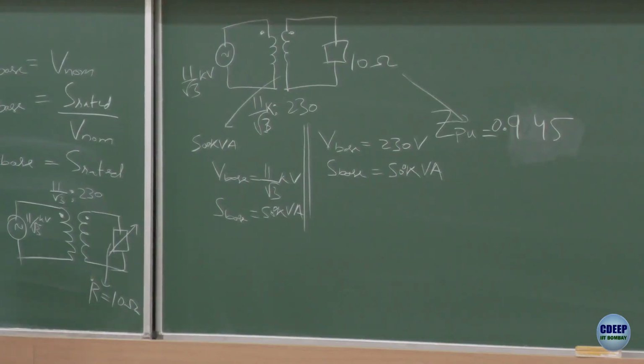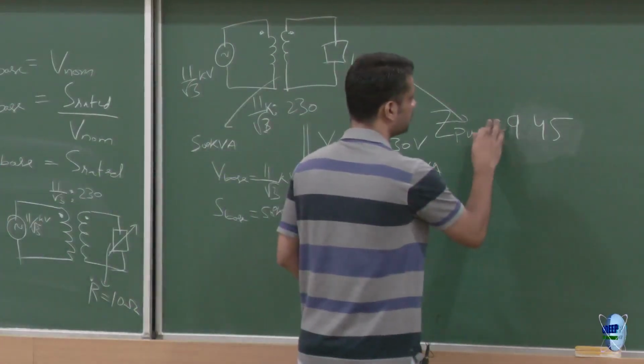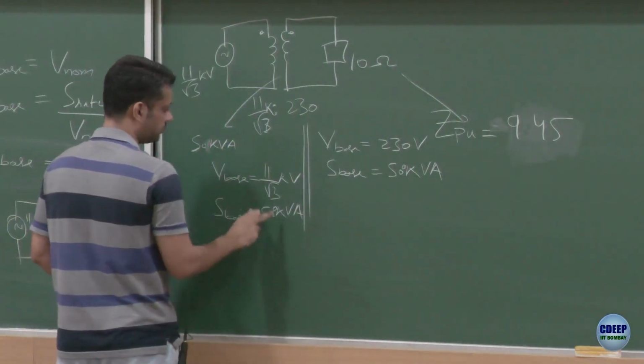Because Z base is V square by S, so I have increased S 10 times, so Z base will reduce 10 times. So, sorry, yeah. Let's just stick to the original value. I was wrong, let me correct myself.